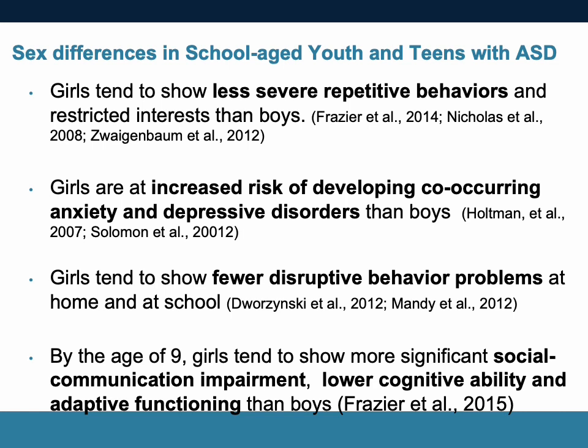By the age of 9, girls on the spectrum tend to show more significant social communication impairment than their male counterparts. They actually tend to show an overall lower cognitive ability and lower adaptive functioning. And this is from a really large study with a more epidemiological reach, so it's something that we can generalize from. What those data tell me is that many of those girls by the age of 9 hadn't had the benefit of intervention or identification.